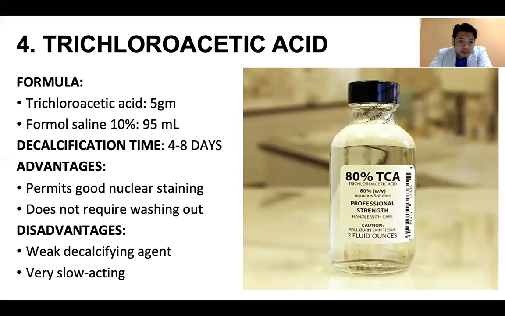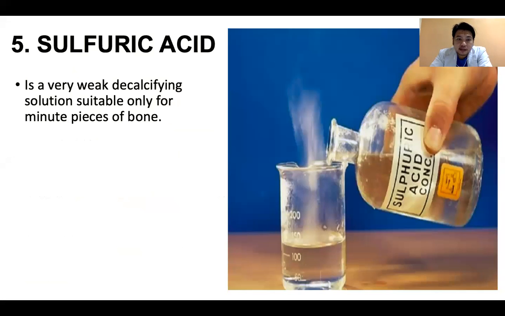Trichloroacetic acid permits good nuclear staining, doesn't require washing out. So, but disadvantages, weak decalcifying agent siya and very slow acting. Sulfuric acid, very weak decalcifying agent, but class, it depends on the concentration of sulfuric acid.